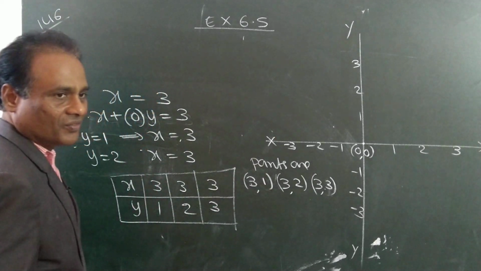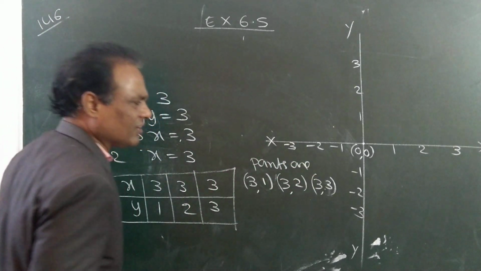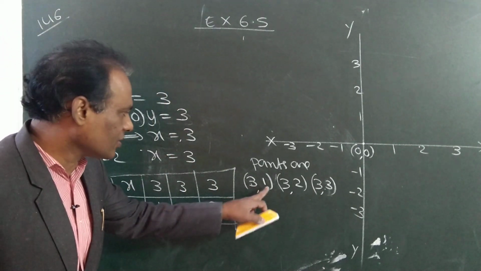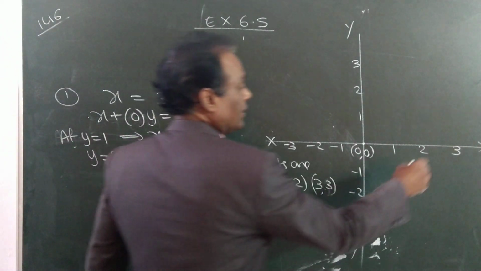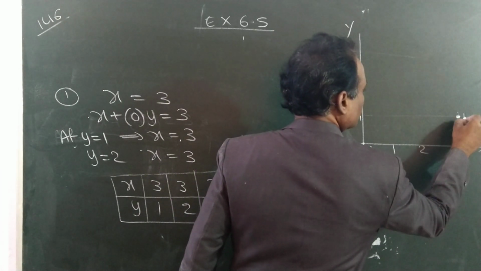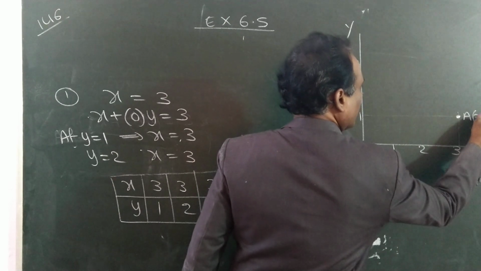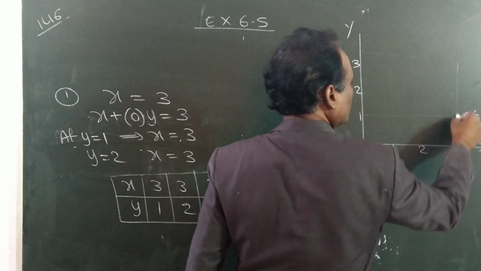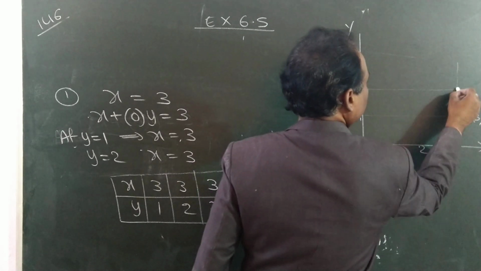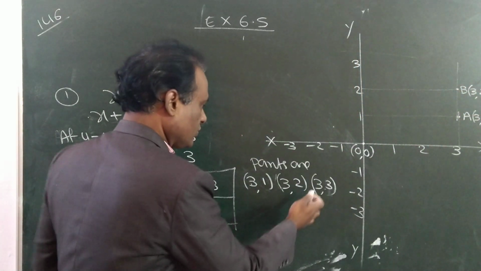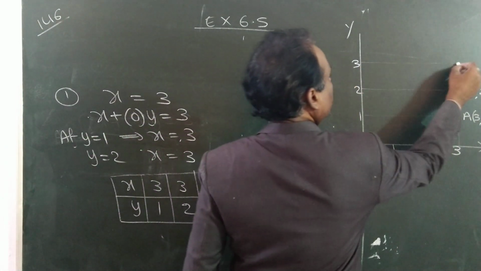First I will explain plotting the points, and after that, directly how to draw the line also I will explain. First let us plot the points. 3, 1. See here: x value 3, y value 1. 3, 2: x value 3, y value 2. 3, 3: x value 3, y value 3.